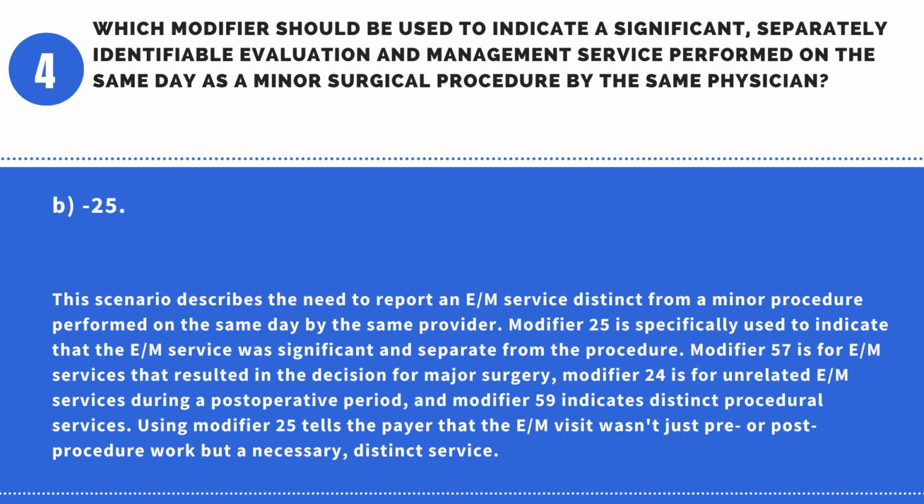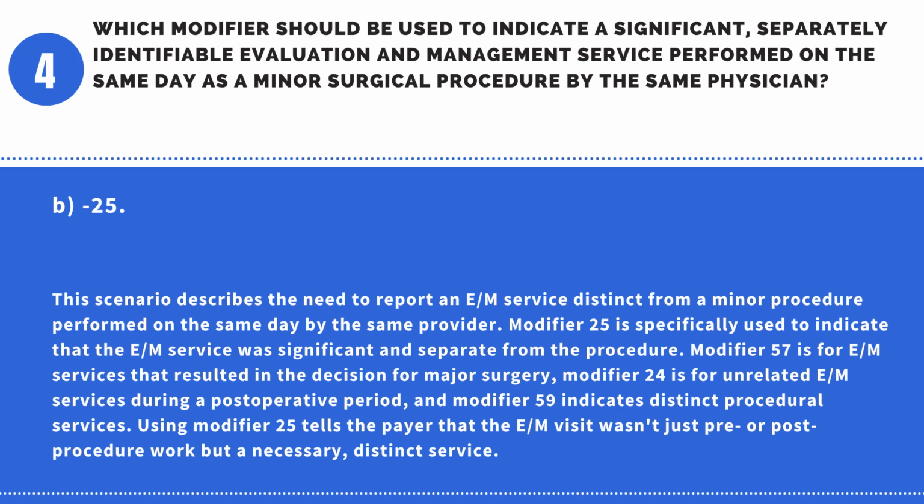Answer: B. -25. This scenario describes the need to report an E/M service distinct from a minor procedure performed on the same day by the same provider. Modifier 25 is specifically used to indicate that the E/M service was significant and separate from the procedure. Modifier 57 is for E/M services that resulted in the decision for major surgery. Modifier 24 is for unrelated E/M services during a postoperative period, and modifier 59 indicates distinct procedural services. Using modifier 25 tells the payer that the E/M visit wasn't just pre- or post-procedure work but a necessary, distinct service.